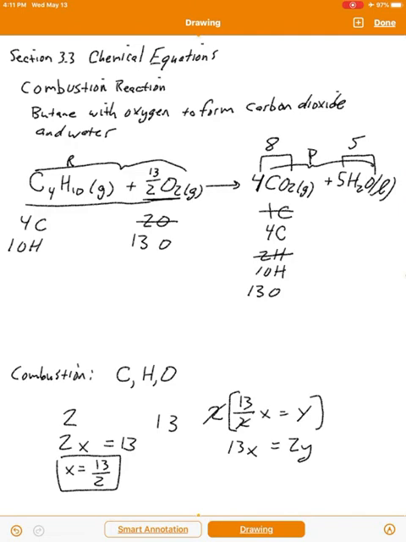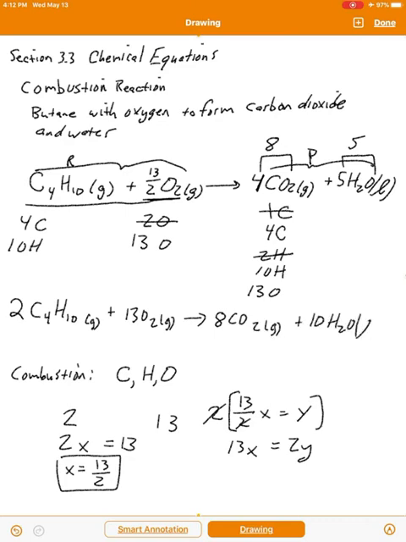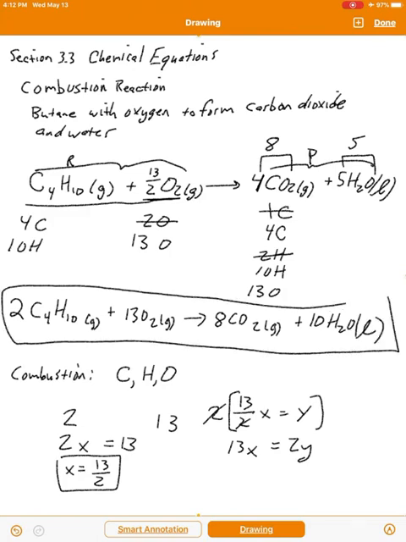So if you have a fraction, and the fraction is a half, 13 halves is 6.5, then just multiply everything by 2. And you would get 2 butanes plus 13 oxygens gives you 8 carbon dioxides and 10 waters. Okay? That gets rid of the fraction. Perfectly fine. This is okay.